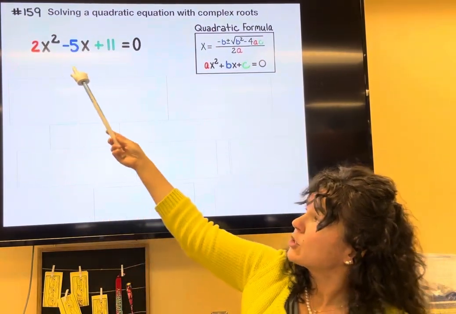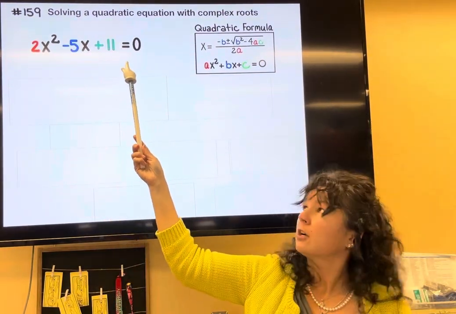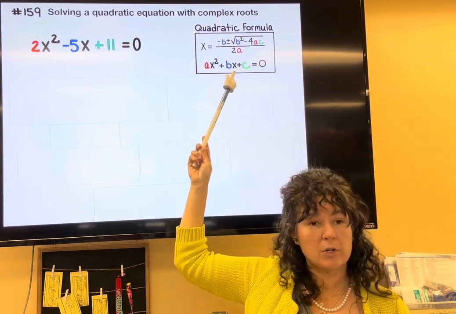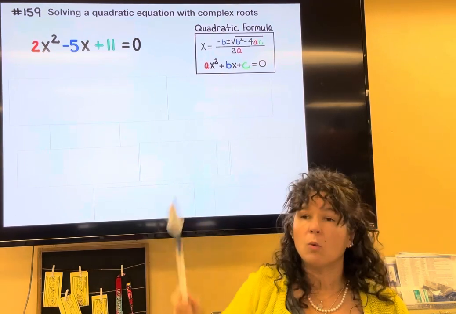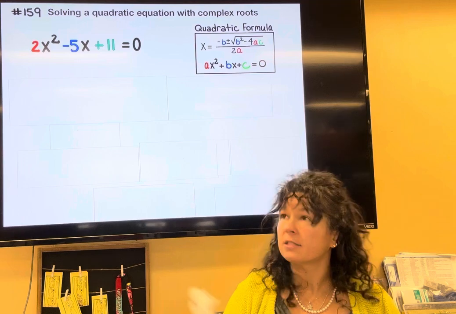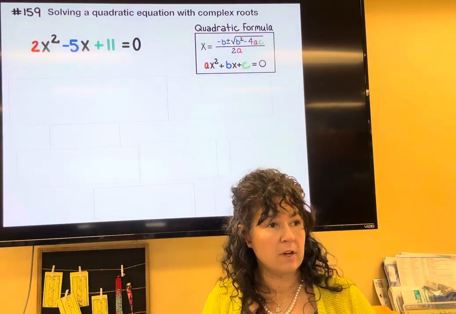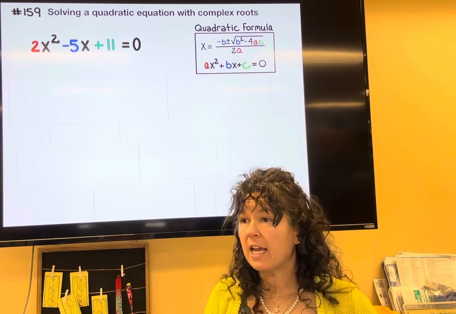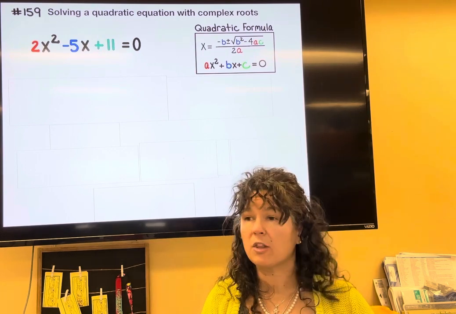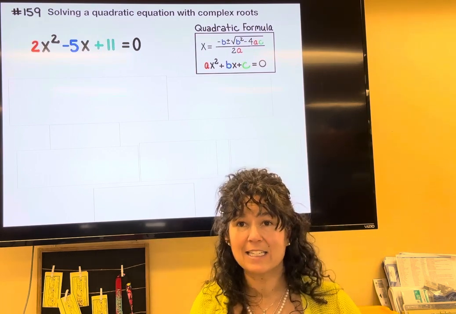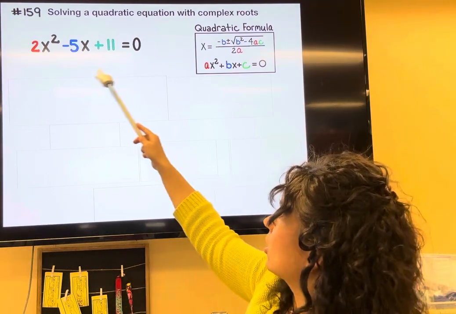In this explanation, we want to solve this quadratic equation, and we're going to use the quadratic formula. But what's going to end up happening is the answer underneath this square root is going to be a negative number. And that creates complex solutions. In other words, solutions with an i in it. Okay, so let's start off.